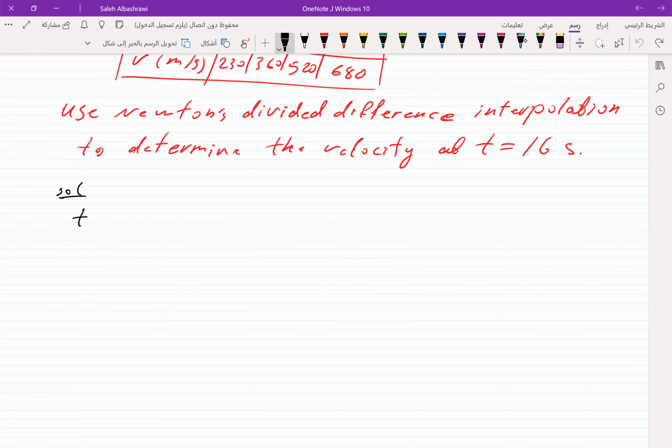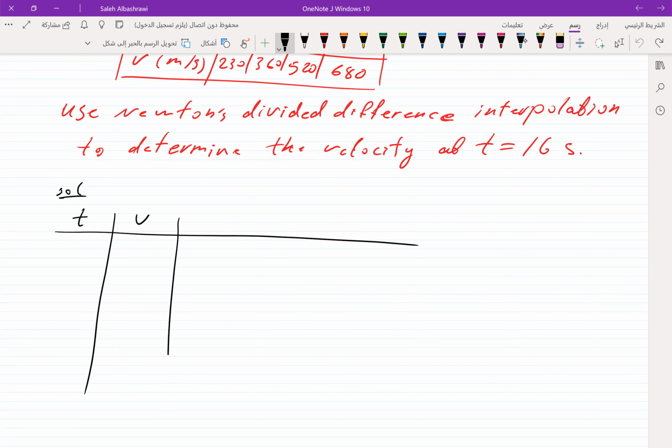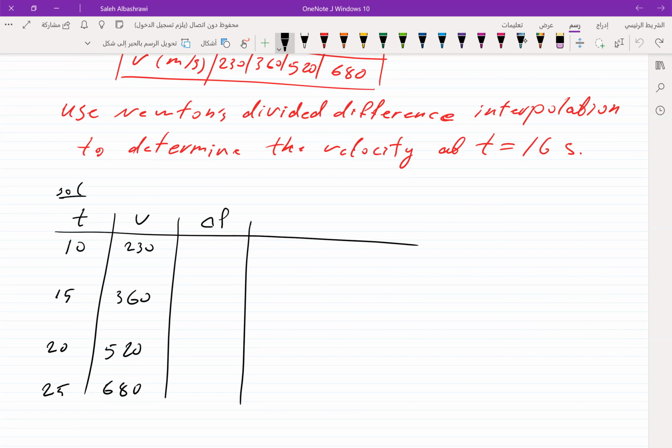Solution. I have T and we have V. T is given by 10, 15, 20, and 25. V is 230, 360, 520, and 680. Since we have equally spaced values, all that I need is just to find the differences between the values without dividing by the difference of xi and xi plus 1. All that I do is find the differences between the values of the velocity.